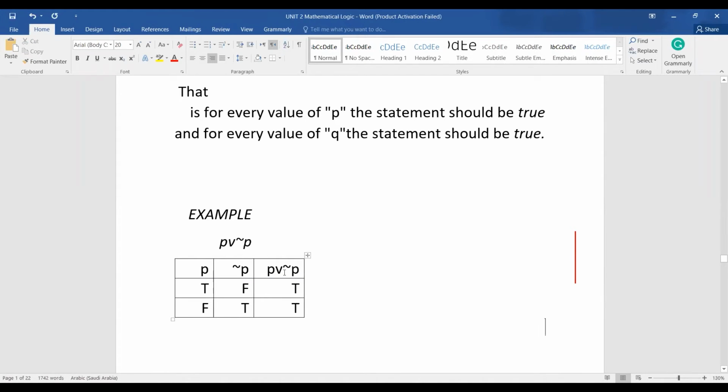If I said and, then in this case it would be false, because and means both of them should be true. But in or, one of them should be true, so it gives the whole compound statement as true. True and false would be true, false and true would also be true. So we can say that this statement is a tautology, because the last column gives us all true values. Clear?